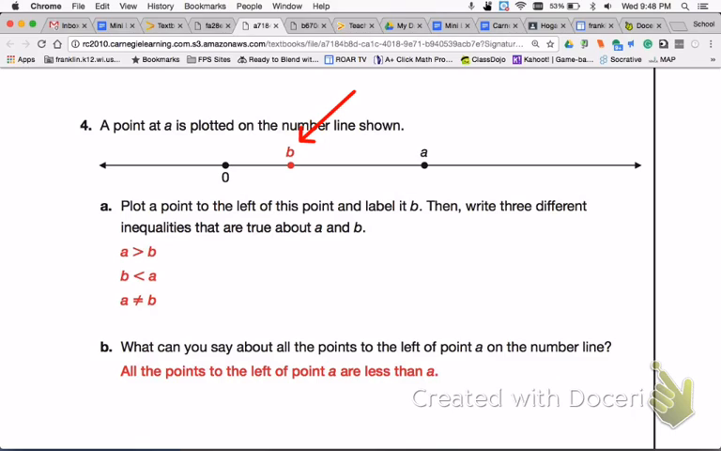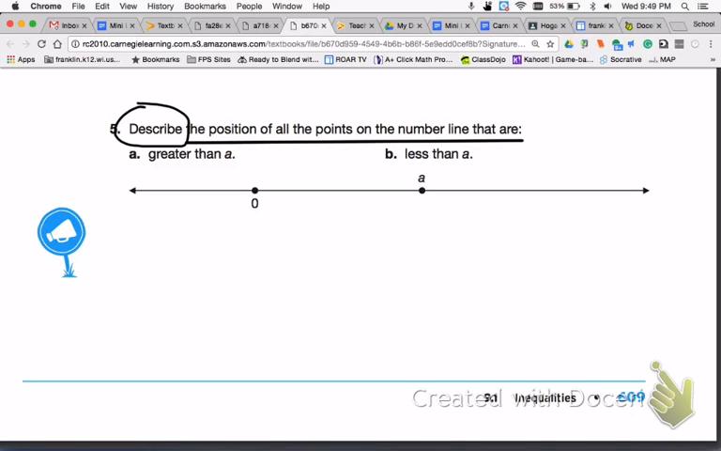For number 4, here is point B plotted to the left of point A on the number line shown. For letter A, 3 different inequalities: 1, A is greater than B, B is less than A, and A is not equal to B. And for letter B, all the points to the left of point A are less than A. Please answer number 5, letters A and B with your group members.